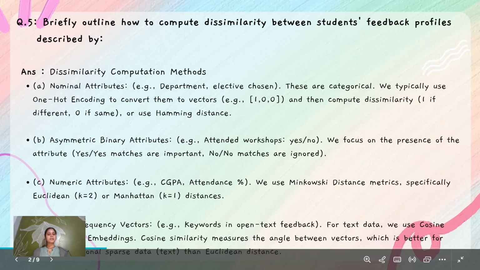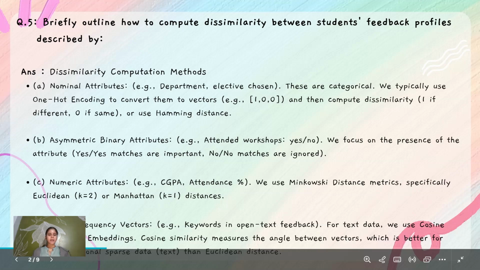So the answer is dissimilarity computation methods. First is nominal attributes. Example: department, elective chosen. These are categorical and we typically use one-hot encoding to convert them to vectors. Example: 1, 0, 0 like this. And then compute dissimilarity: 1 if different and 0 if same, or use Hamming distance.